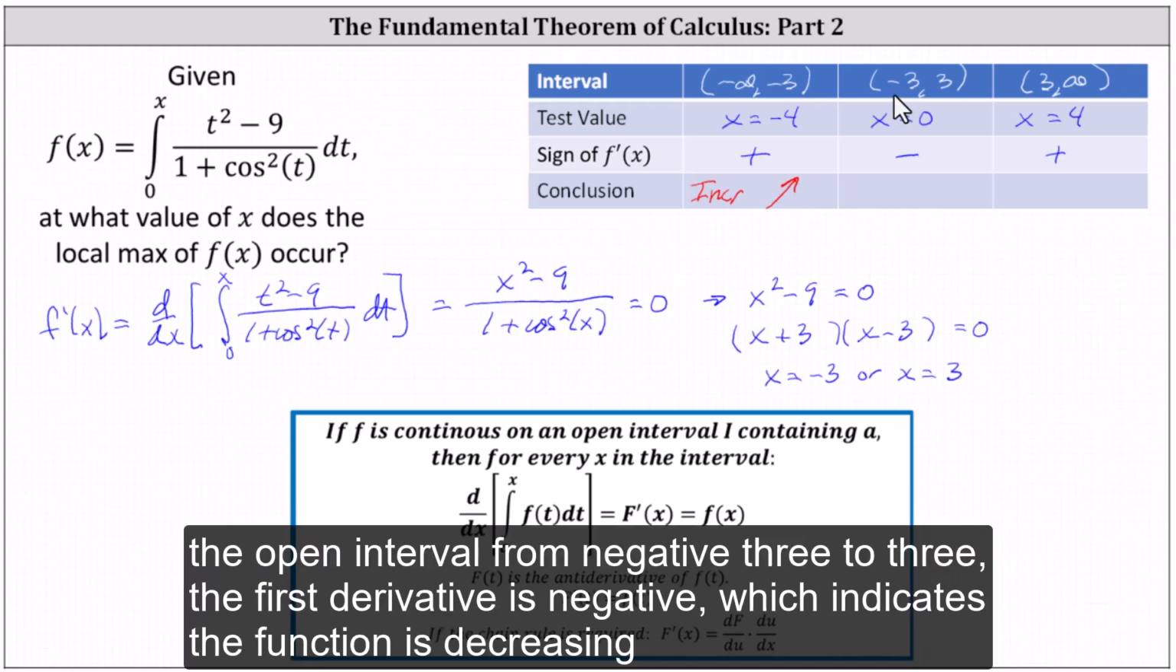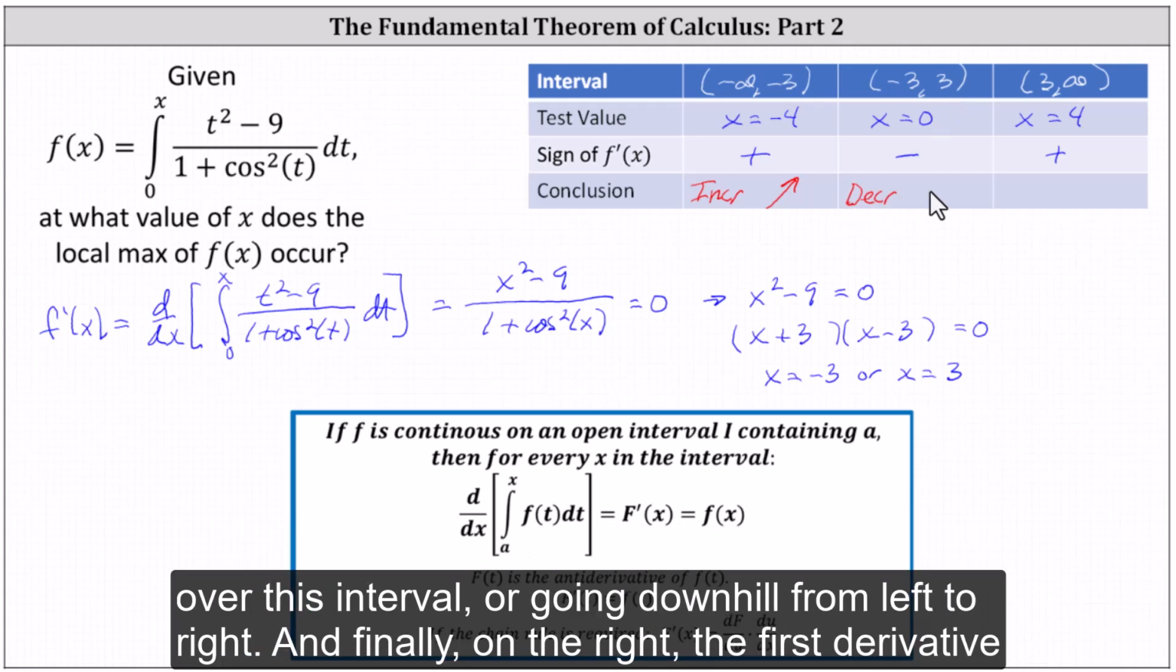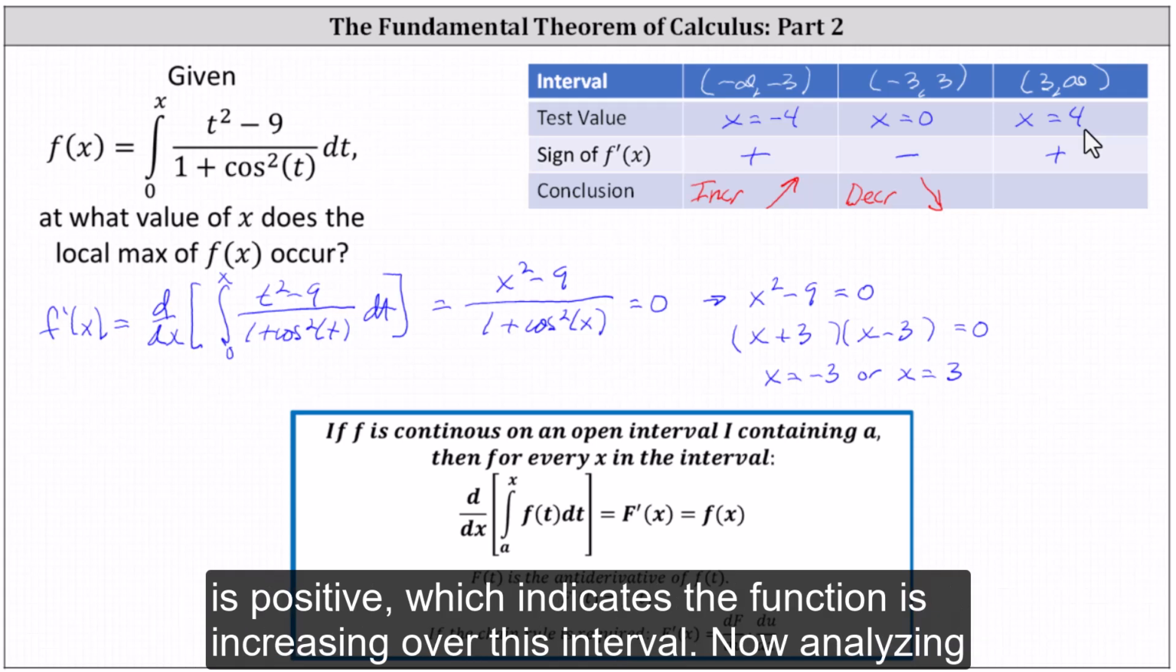Over the open interval from negative 3 to 3, the first derivative is negative, which indicates the function is decreasing over this interval, or going downhill from left to right. And finally, on the right, the first derivative is positive, which indicates the function is increasing over this interval.